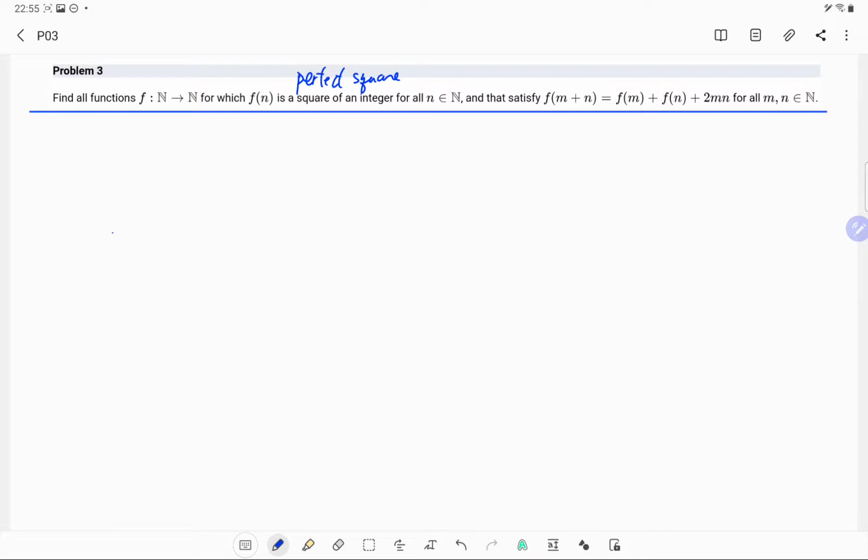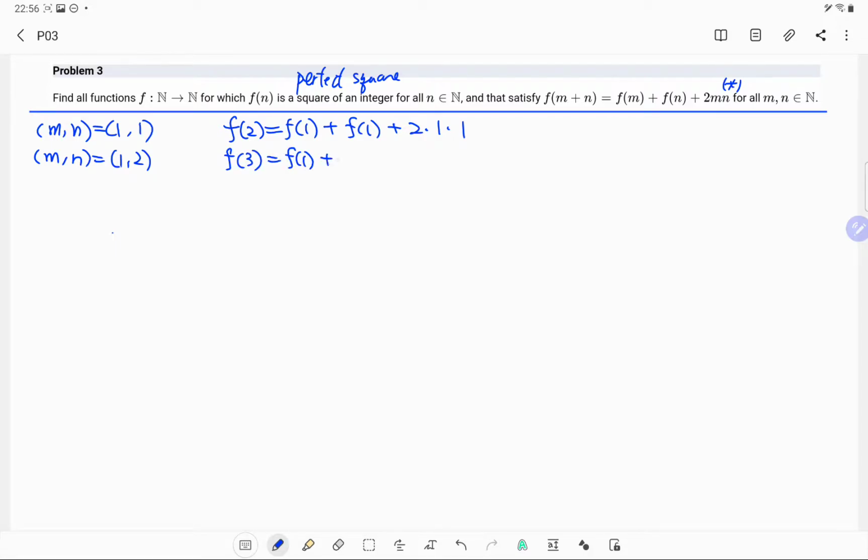So we can use a similar trick to the one we used in problem 1. First of all, in the original equation, we can substitute m and n to be 1, 1, so that on the left hand side we have f of 1 plus 1, which is f of 2, equals f of 1 plus f of 1 plus 2 times 1 times 1. Next we can substitute m and n to be 1 and 2, so that f of 3 equals f of 1 plus f of 2 plus 2 times 1 times 2.